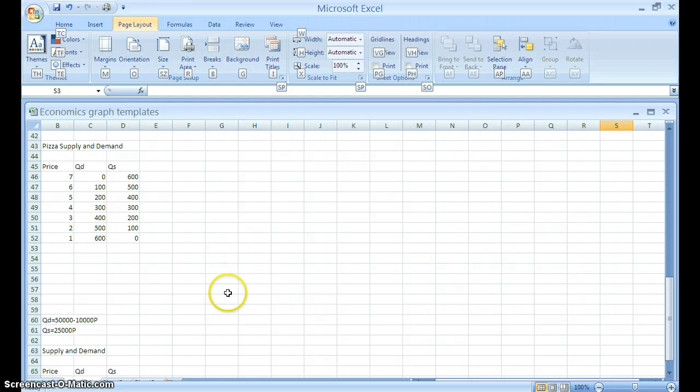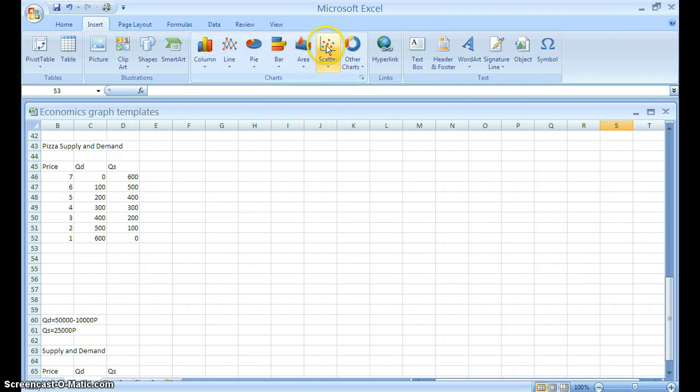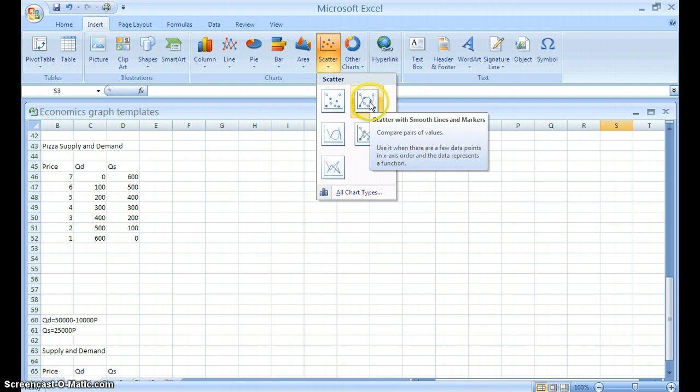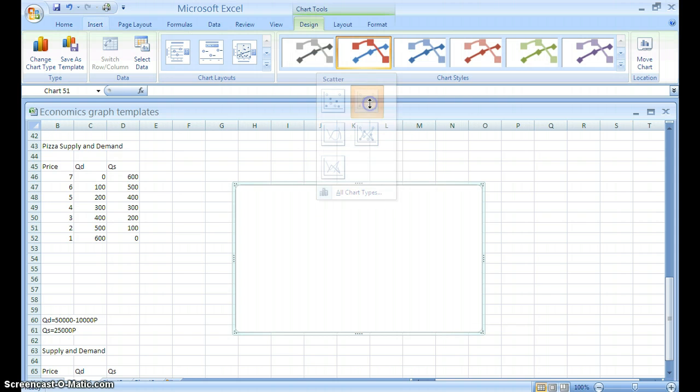So let me show you how we do that. First, I go up to Insert Charts. Over here is the selection for a scatter diagram. I picked the scatter diagram with lines, and I bring that down. Now, usually there's a Design tab. For me, this is already set up, and here is the Select Data tab that's underneath that.